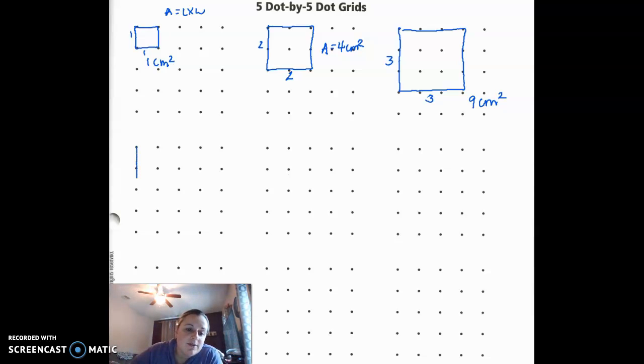Let's look at 1, 2, 3, 4. 1, 2, 3, 4. Fits inside the 5 by 5 dots. The side length is a 4 here, side length is a 4 here. You can count how many squares there are: 1, 2, 3, 4, 5, 6, 7, 8, 9, 10, 11, 12, 13, 14, 15, 16. Area is 16 centimeter squares. We know it's 16 because 4 times 4 is 16, or you can literally count there are 16 full squares inside here. Now these ones were the easier ones to find.